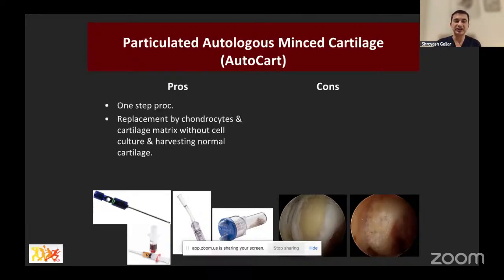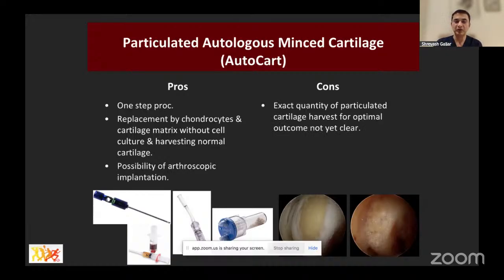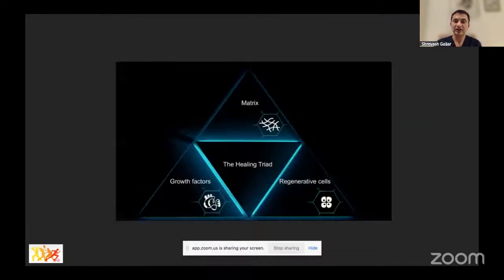Again, single stage, you can replace the chondrocytes, introduce them in a nice healthy matrix, and then you can deposit them or harvest them and give it to the donor side. The only concern is that how much particulate chondrocytes are required for a certain size of defect is not very clear. The procedure is still evolving, but it seems to be doing well.